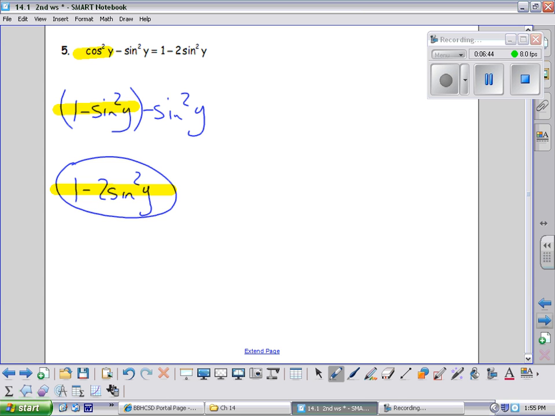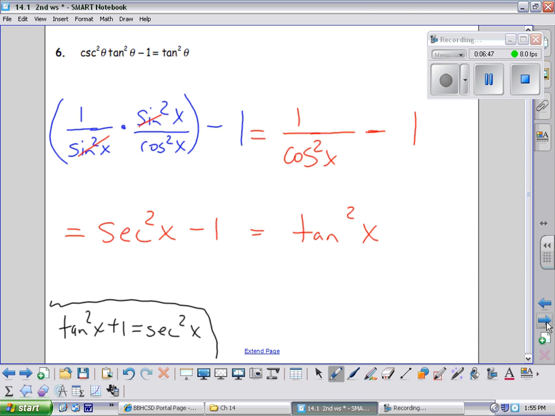Let's move to number 6. Starting off here on the left-hand side because I got more stuff. Let's make this in terms of sines and cosines. 1 over sine squared for cosecant squared. Sine squared over cosine squared for tangent squared. Minus 1 is still happening, right? So I still need to write that minus 1. And because this is multiplication right here, I can cancel.